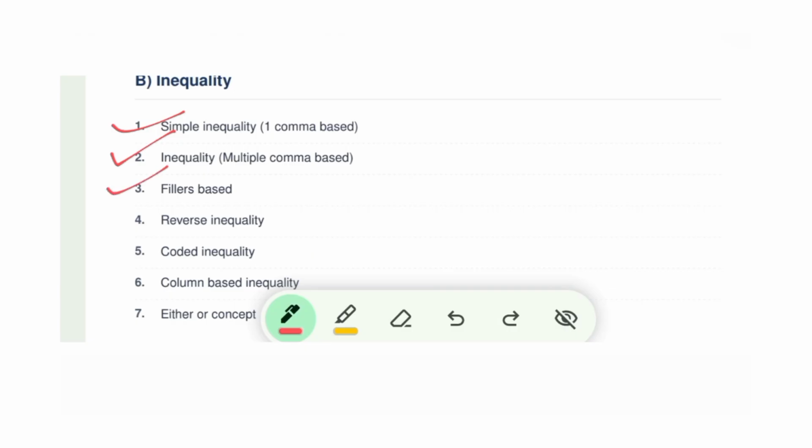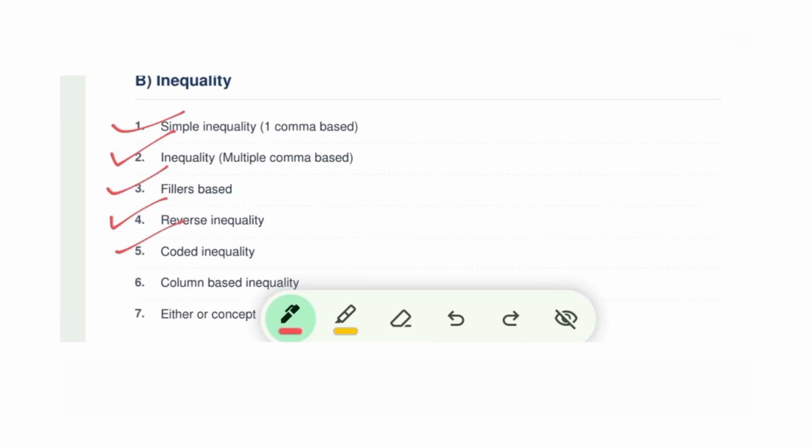Then third type is filler-based. Here the question is incomplete, with a question mark given, and you are asked what symbol can be put so that it's true or false. Mostly in mains, reverse inequality will be asked. Coded is also a part of mains. And next is column-based, where two or three columns can be there, and with the combination you have to solve and find out whether it's true, false, or cannot be found.